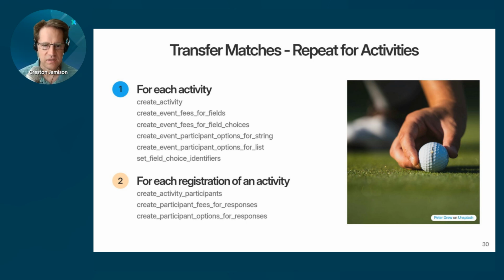But when we go through that process, under number 1 here, we create the activity, we create the event fees for the fields of field choices, participant options, the same thing we did before. And then for each registration of an activity, we create those participants as well as the fees and options for those participants. And we do that for every activity, if it's 10 activities or 20 activities. So all of that information gets passed to or created in NXT.